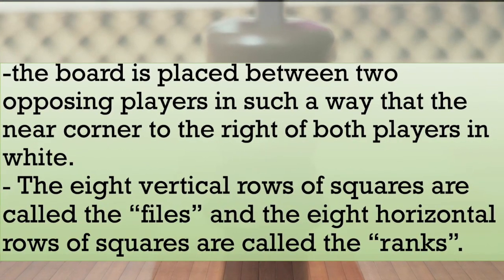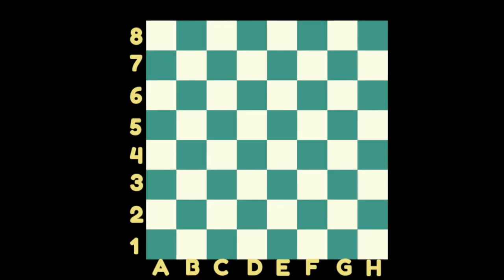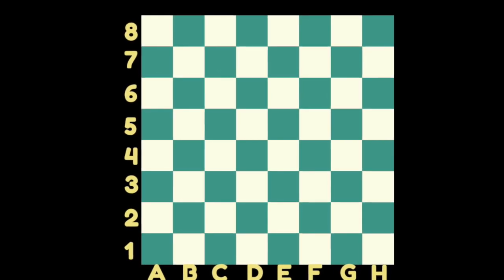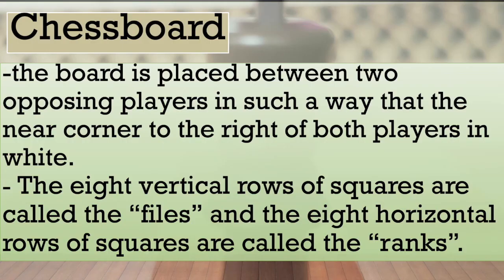The board is placed between two opposing players in such a way that the near corner to the right of both players is white. The vertical rows of the squares are called the files, and the eight horizontal rows of the squares are called the ranks.